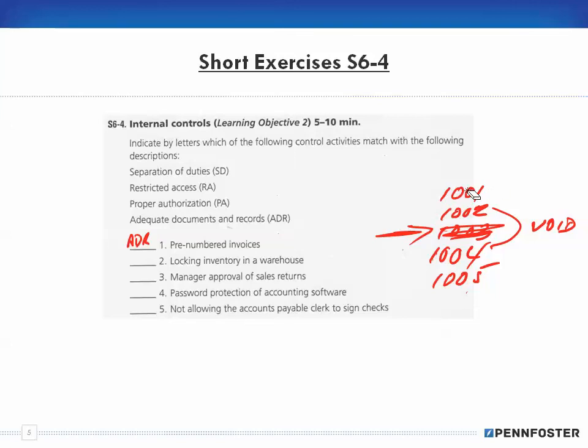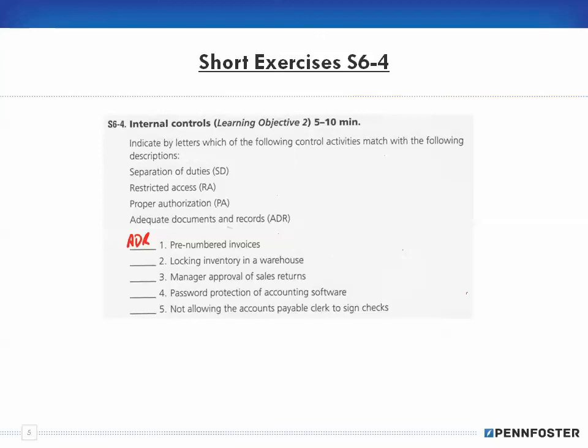So it's the same thing with invoicing. You need to control your invoices, whether they're sales invoices or purchase invoices. Purchase invoices: let's say you have a maintenance crew. What if they're taking invoices and buying stuff for their own personal use? If you're not controlling those numbers, you're not going to see that somebody's doing that. And the sales invoices, same thing. You might have a clerk who is creating additional sales receipts and trying to collect the cash. So that's adequate documents and records.